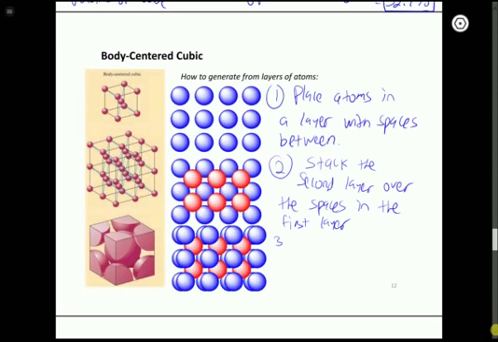And then finally the third layer is going to be placed on top of that second layer, but it's going to be lined up, eclipsing the first layer. So the third layer is going to be stacked so that it eclipses the first. And we're also showing this in blue because it's directly on top of that first layer, or directly over it.